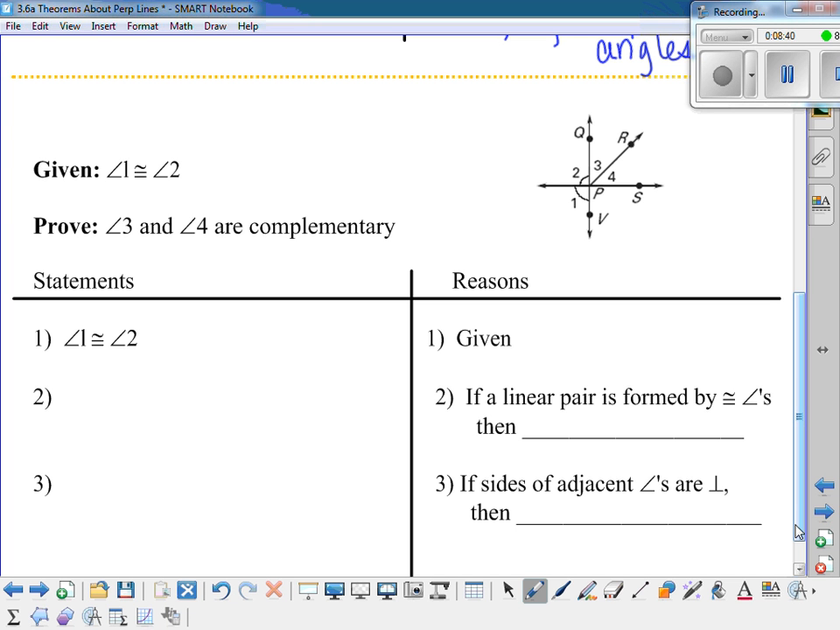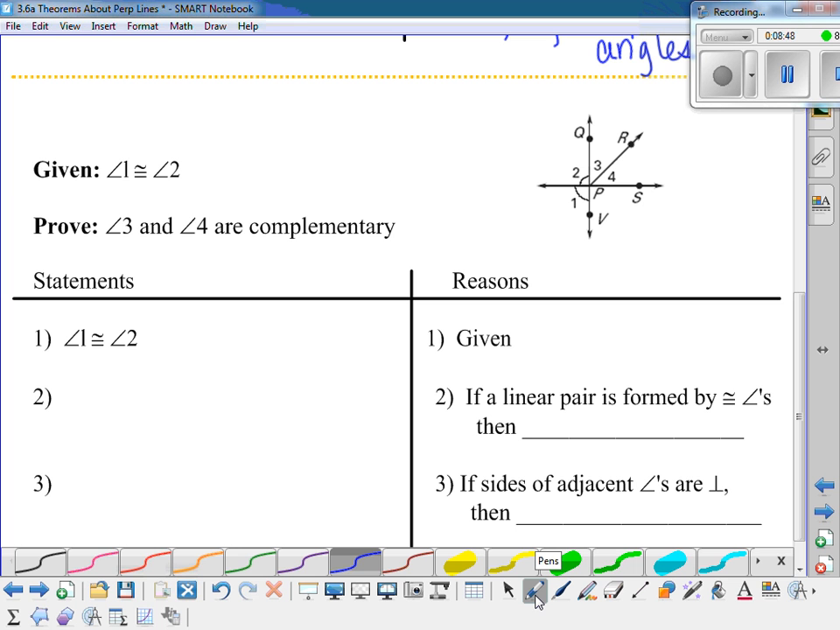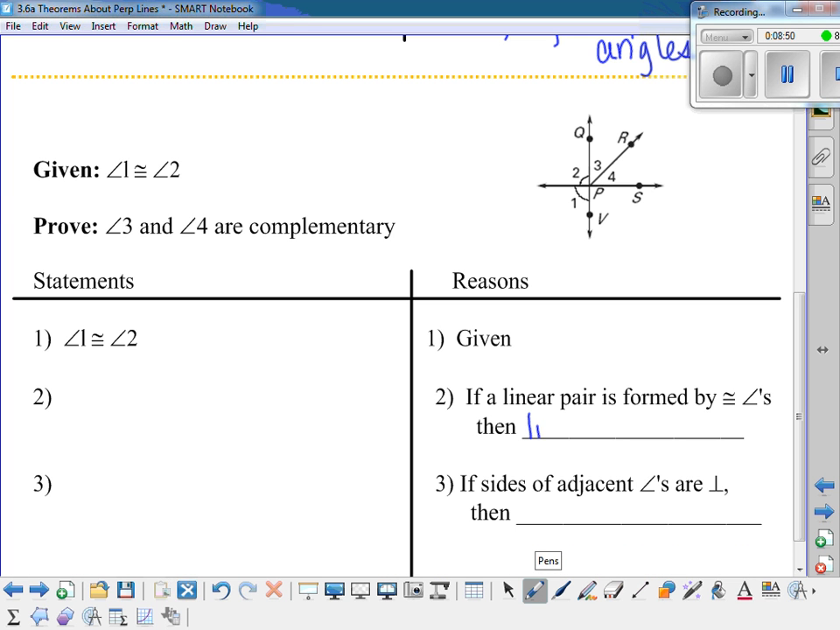And one of the theorems that we just had on the previous slide was that if a linear pair is formed by congruent angles, then the lines are perpendicular. So that means I can say the lines are perpendicular. I can say that QV is perpendicular to PS because 1 and 2 are congruent to each other.